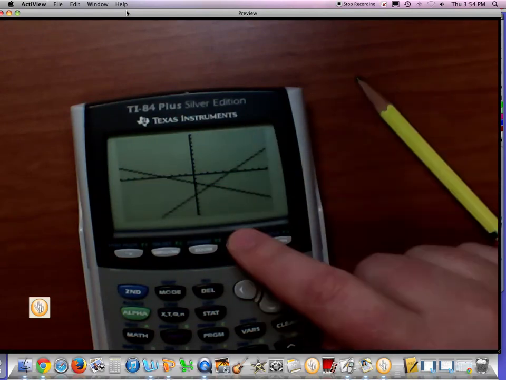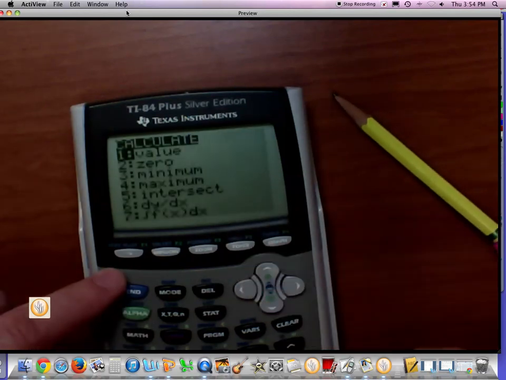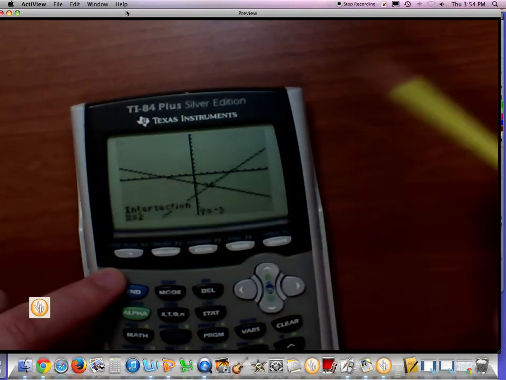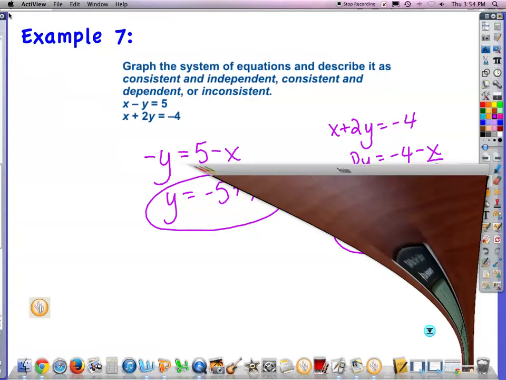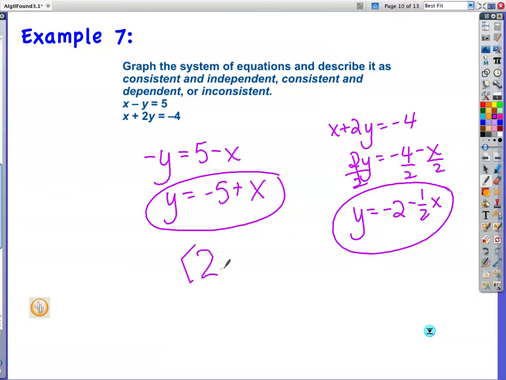Okay, let's find that intersection. We could trace along, but I'm going to go second trace. Number 5. First curve, second curve, and I'm going to be daring and not get that close to the intersection. They tell me the intersection is 2, negative 3. That means that if I put 2 in here, I'll get negative 3, which I do. If I put 2 in over here, I get negative 3 over here.